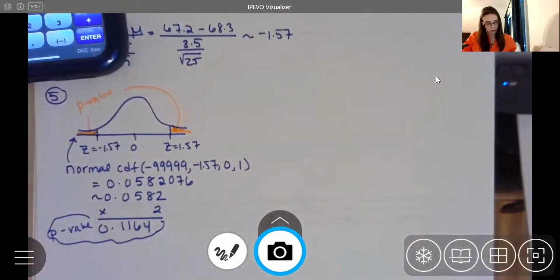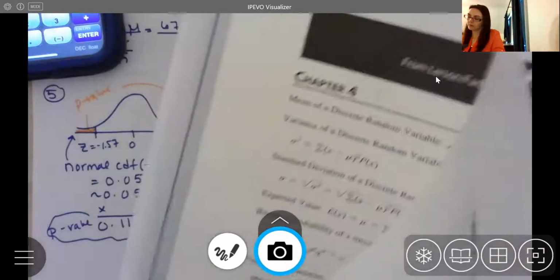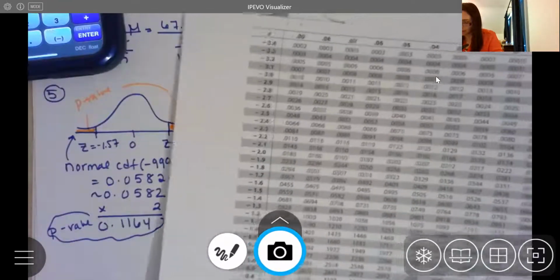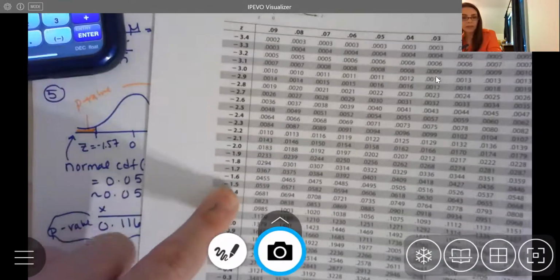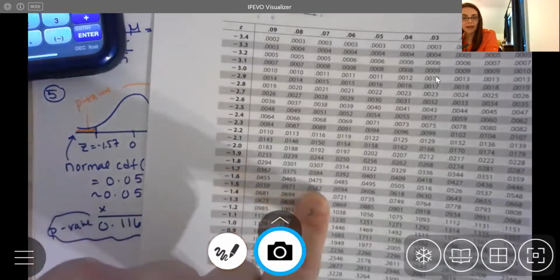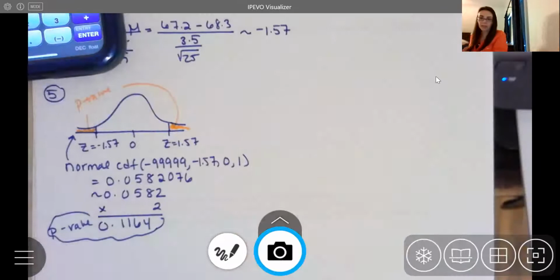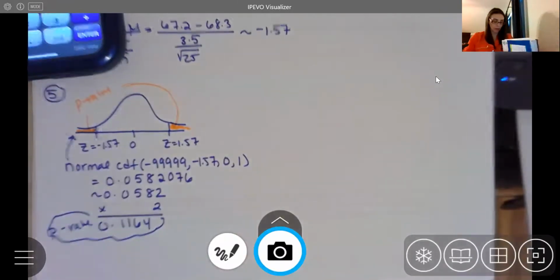Now, if you're not using your calculator, that's totally fine. What you're going to do is, again, just go to that table in the book. It's too big. So I'm looking at negative 1.57. There's negative 1.5, and then I'm going over to 0.07, and I see 0.0582, just like we had. And then just remember that you're doubling that because you have a two-tailed test here. So you need 2 of those. Think of it that way.